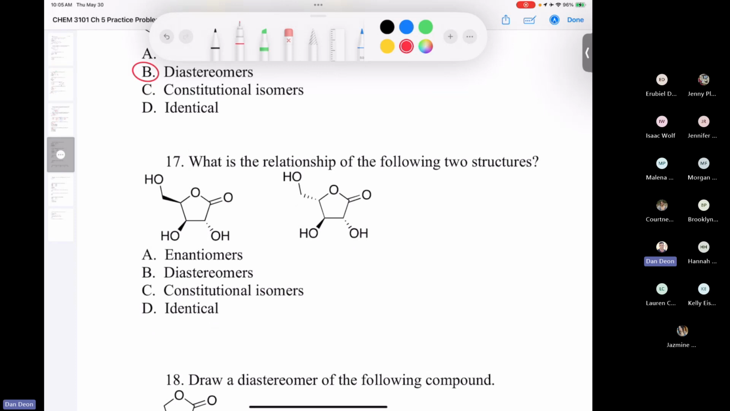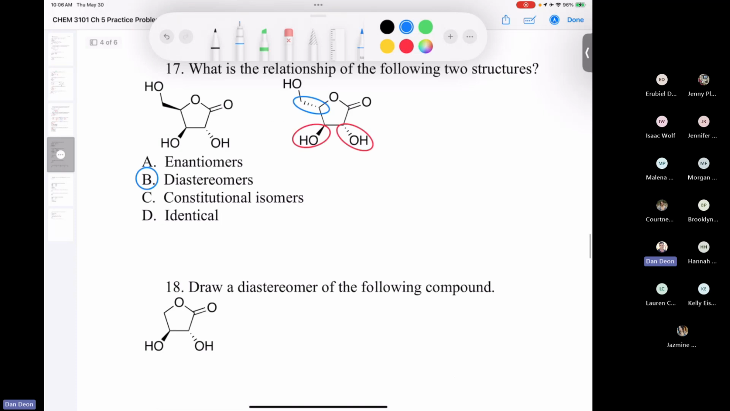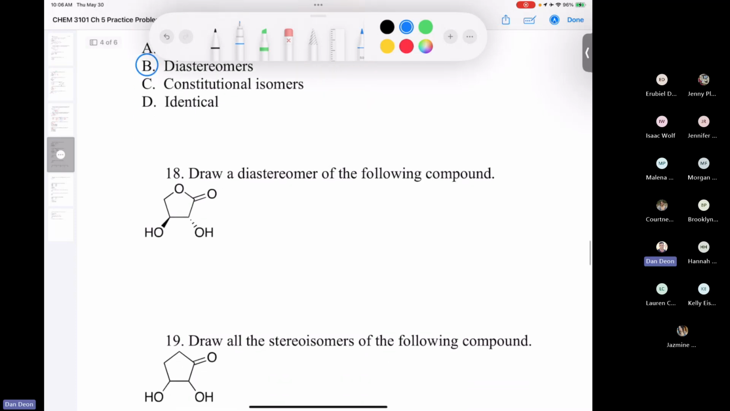Next one is in a similar vein. You see that this chiral center remains unchanged. This chiral center remains unchanged, but then this chiral center is flipped. So what would be the best description of these ones? They're not enantiomers because everything isn't flipped. Only one of them is flipped. So again, thanks. It's going to be diastereomers, isn't it? Good. Perfect.